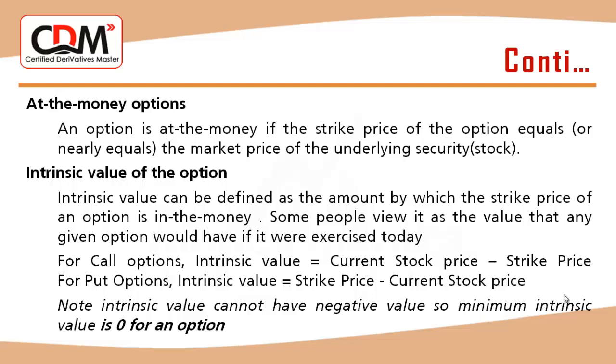Again for the put option it is just the reverse. So intrinsic value is equal to strike price minus the current market price or the current stock price. Suppose somebody bought the 5100 strike price of a put option in Nifty and the current market price is 4980. So 5100 minus 4980, whatever the difference is, 120, that would become our intrinsic value. So always remember, intrinsic value cannot be a negative value. The minimum intrinsic value for an option is 0.